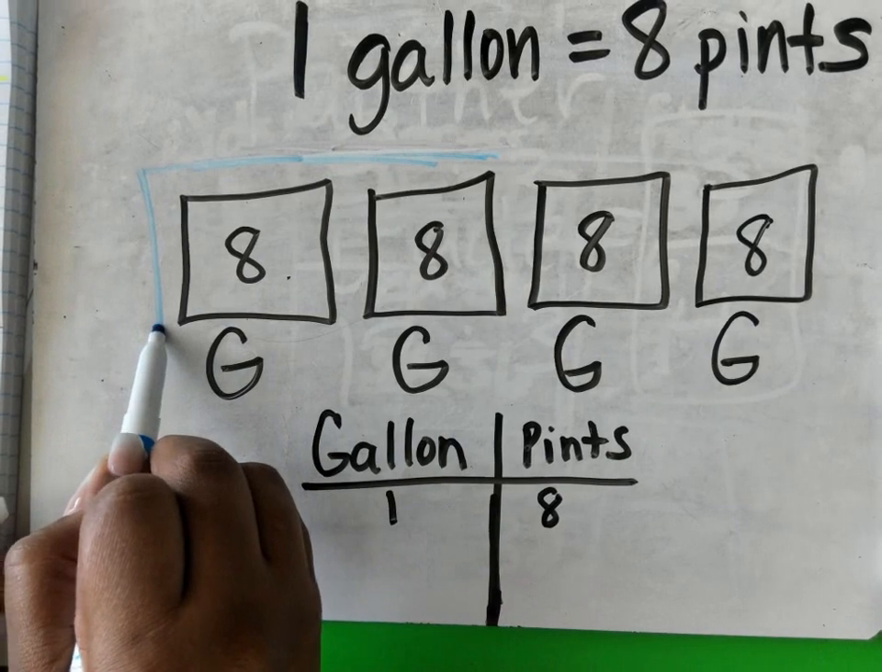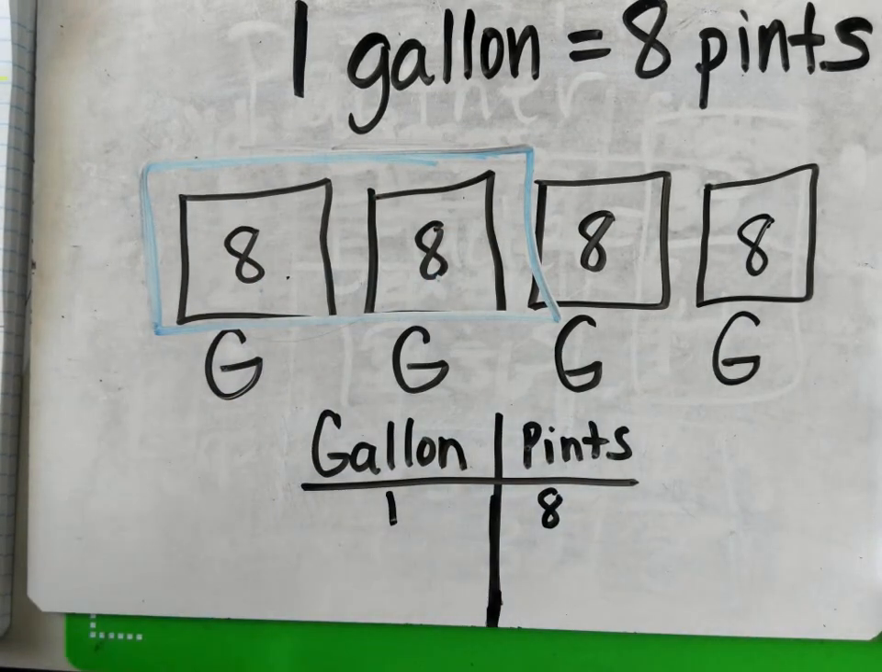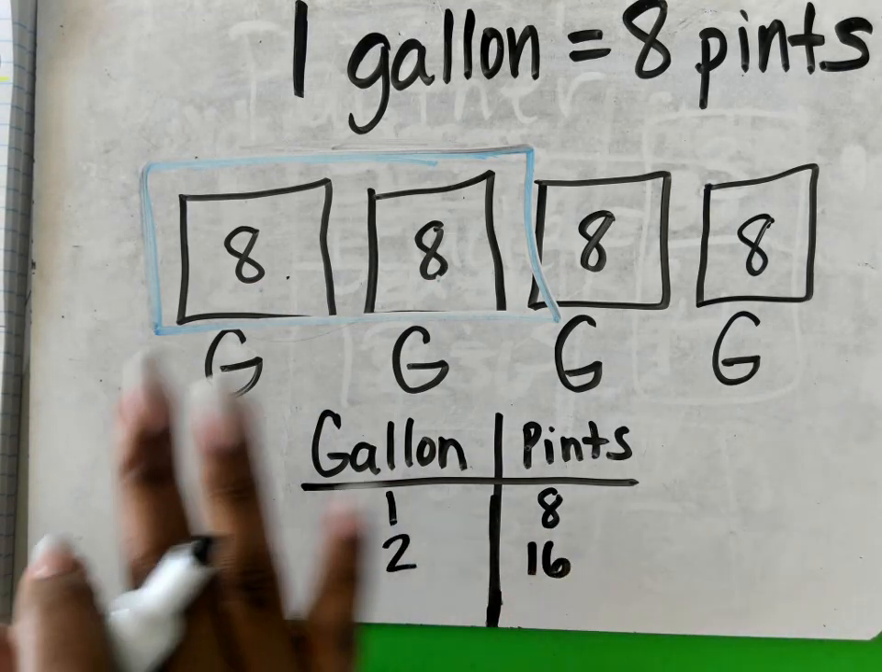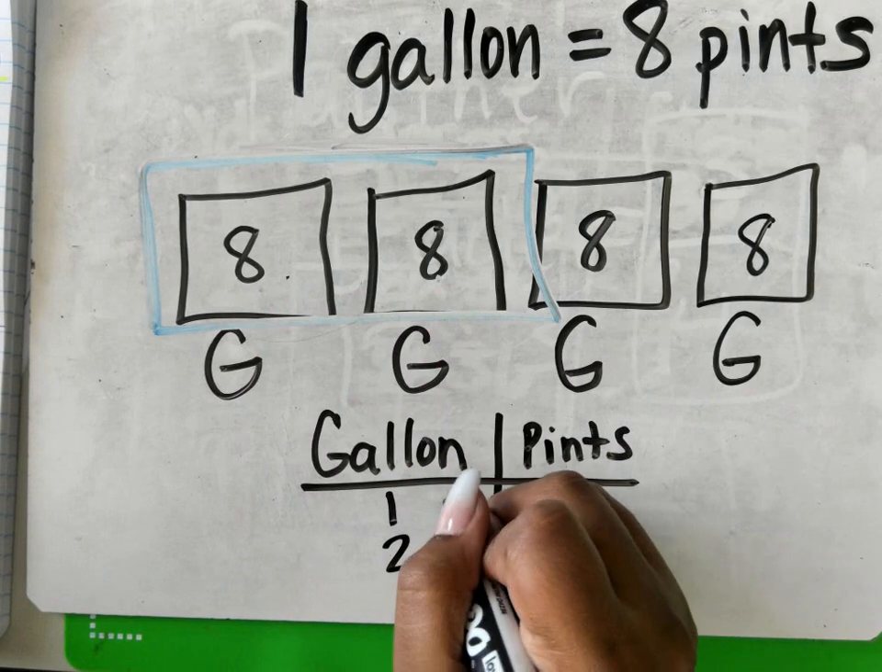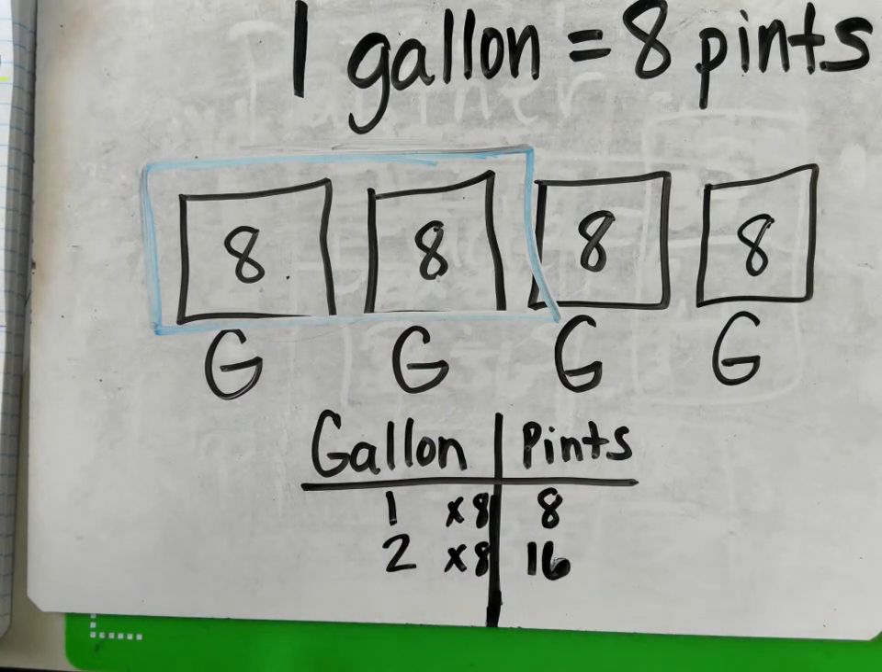If I have 2 gallons, I have 8 plus 8, which is 16. Or I have 2 groups of 8. So basically, I'm seeing that my relationship so far is times 8.